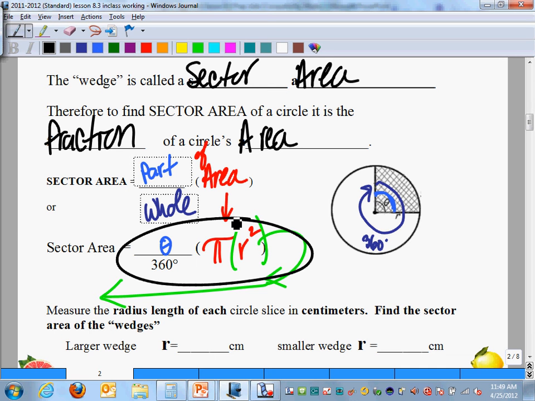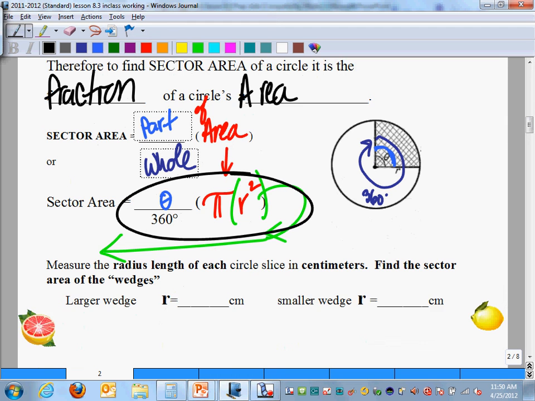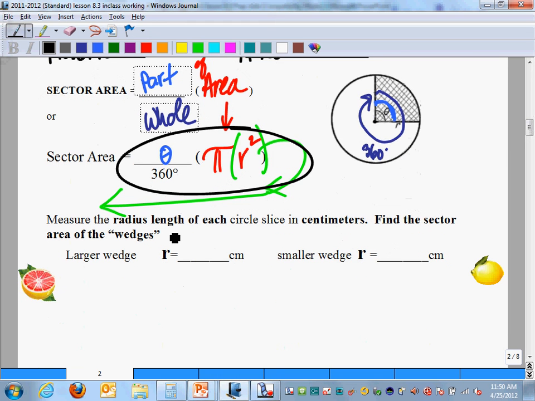All right? Okay, now we're going to skip a little bit. Go on to the next page, please. This is sector area.